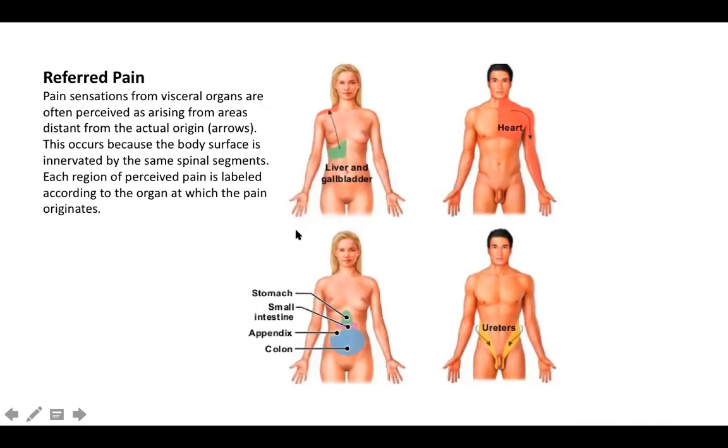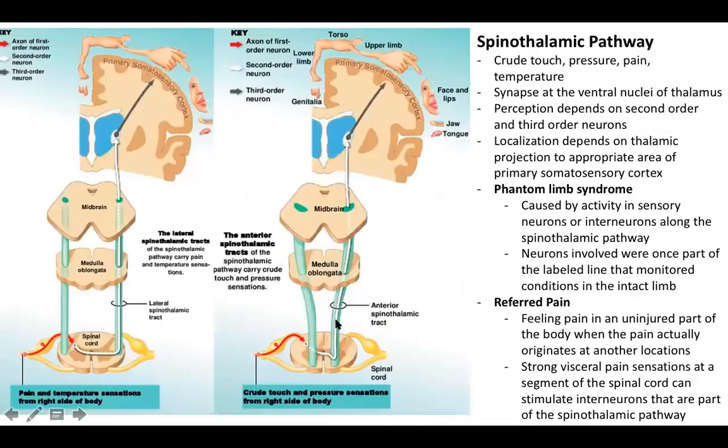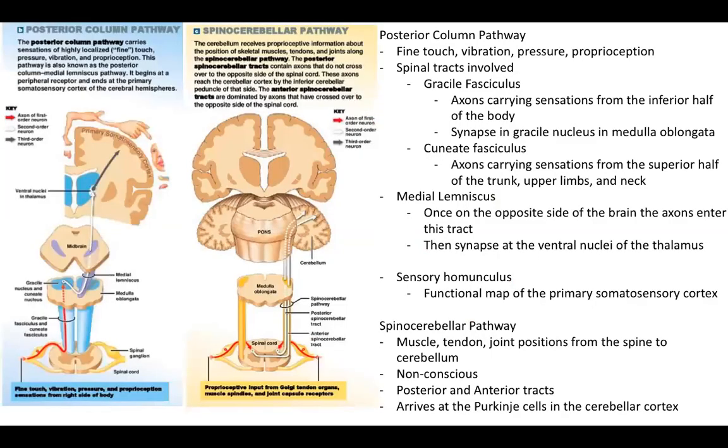So when we have pain here in the center, that's because the stomach is stimulating the nervous system at the spinal level. It runs up that same track, and we have that sensation of pain in the center, where the true pain is actually in our stomach. So referred pain and phantom limb syndrome are associated with the spinothalamic pathway, which monitors for crude touch, pressure, pain, and temperature. The next ones we'll talk about are the posterior column pathway and then the spinocerebellar pathway. They're both on this slide here.